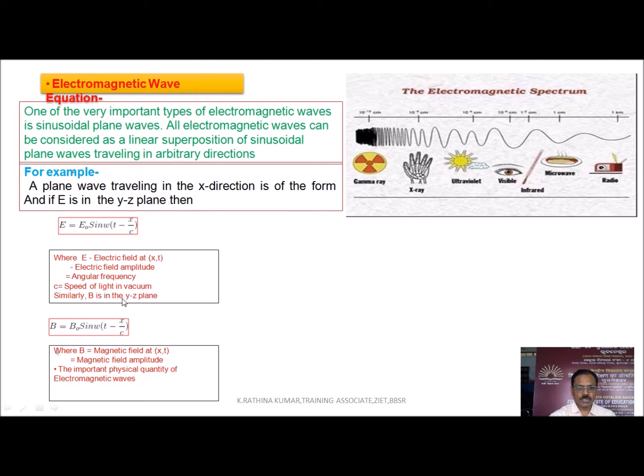Similarly, B is in the YZ plane. So for that we can write the equation B = B0 sin ω(t − x/c). It has the same meaning as for the electric field here. B means the magnetic field, and B0 is the maximum or peak value of the magnetic field in the electromagnetic wave.